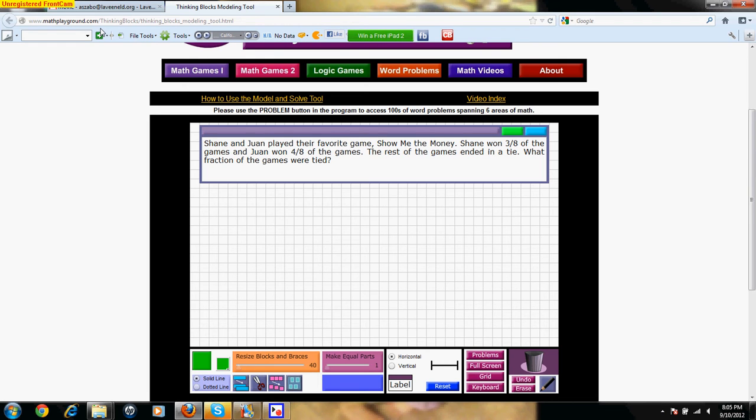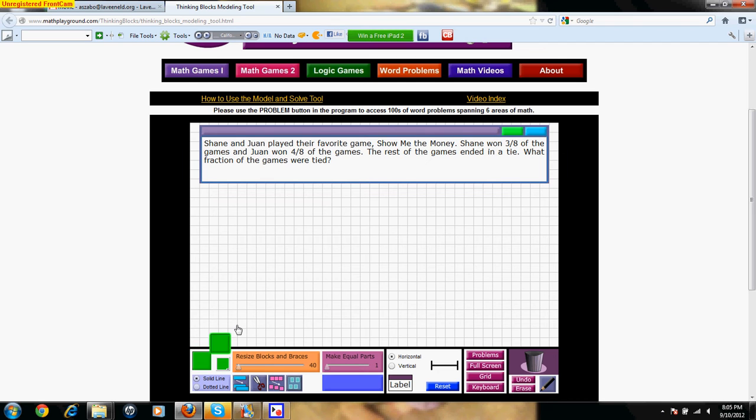So our word problem says Shane and Juan played their favorite game, Show Me the Money. That was their game. Shane won 3/8 of the game and Juan won 4/8 of the game. The rest of the game ended in a tie. What fraction of the games were tied?